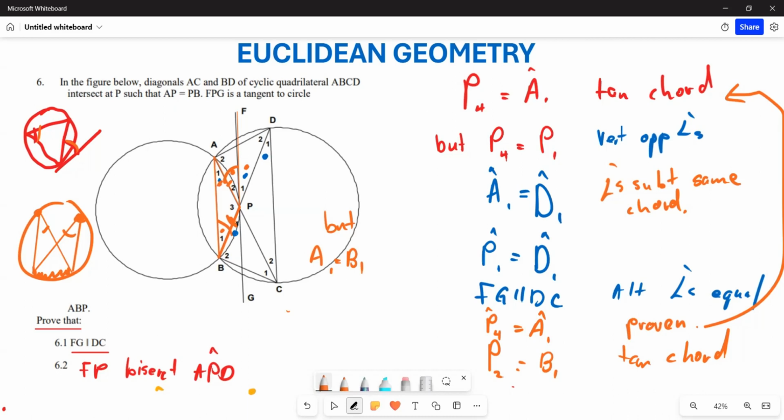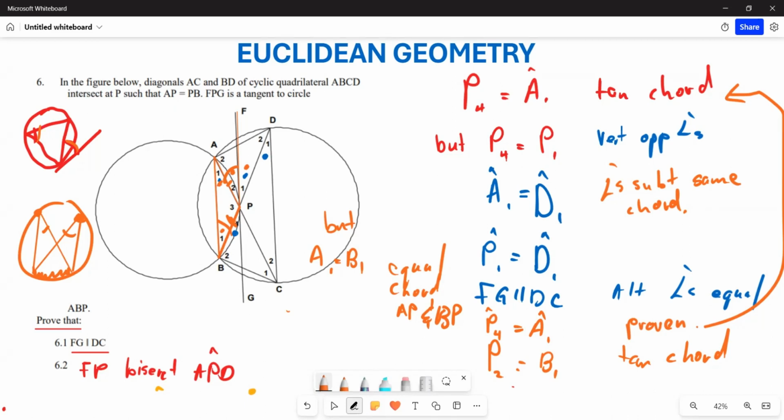Now, from here, what is it that we are going to say? We are going to say this is because of equal chords, right? Equal chords, which are AP and BP, are equal to each other. So if these chords are equal to each other, it makes my angle A1 and also my angle B1 equal to each other. So again, what is it that I can conclude with now?